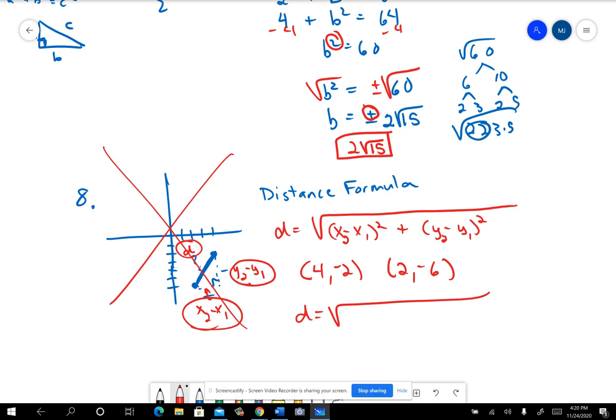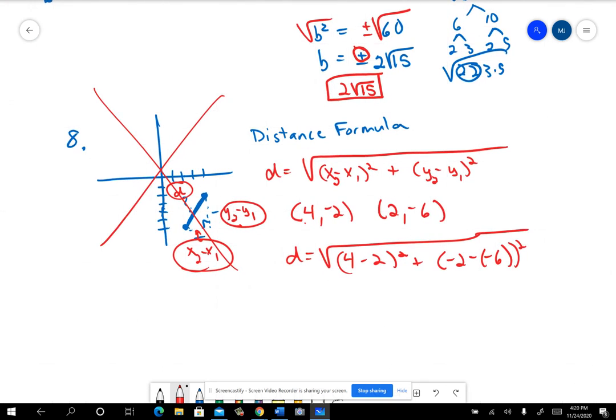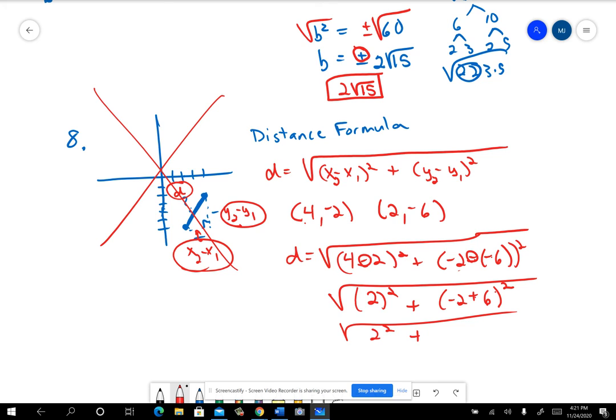So the distance would be, and it doesn't matter which point you consider the first point, just make sure you keep the x's together and keep the y's together when you do your subtraction. And watch all the negatives. That usually gets people. So this formula has minuses in those 2 spots. The rest of the negatives just come from the points themselves. Okay. So 4 minus 2, that would be 2 squared. Negative 2 minus negative 6, that's negative 2 plus 6. So that's going to be 2 squared plus negative 2 plus 6 would be 4 squared.